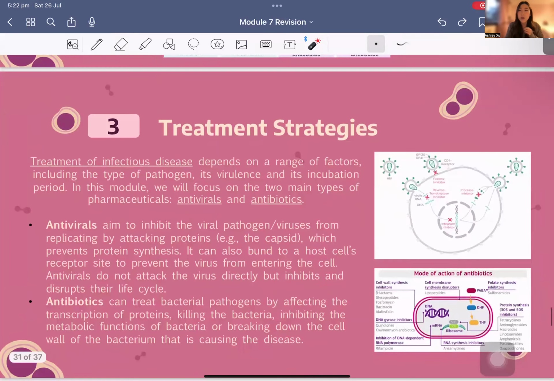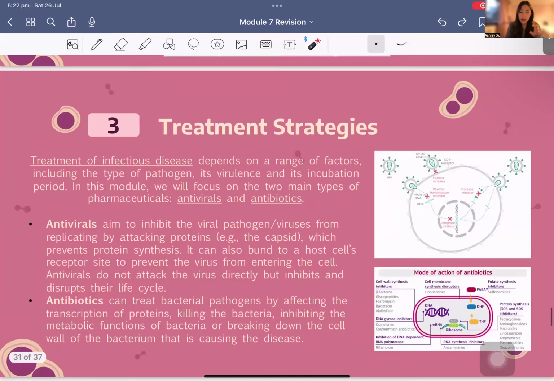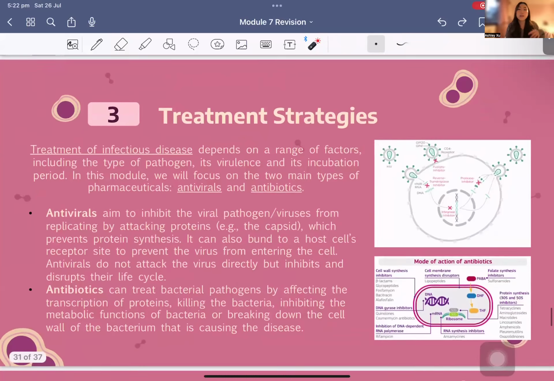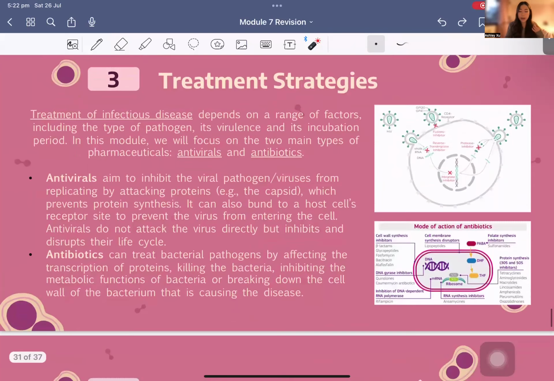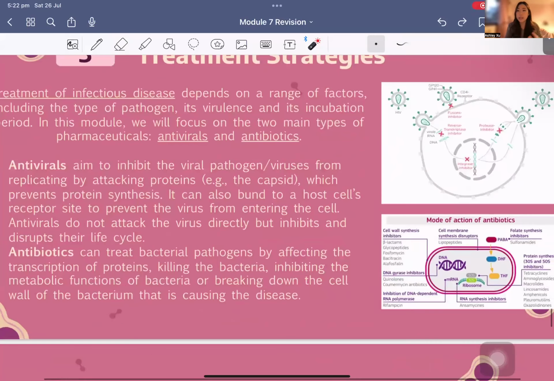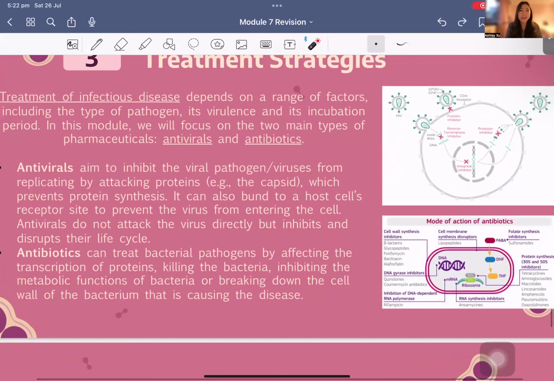Those are antivirals, only effective against viruses. Antivirals do come with some consequences. They do have some side effects like vomiting and diarrhea. And obviously, antiviral resistance can be developed. Antibiotics, on the other hand, treat bacterial infections. Okay, so don't take antibiotics just because you're sick.